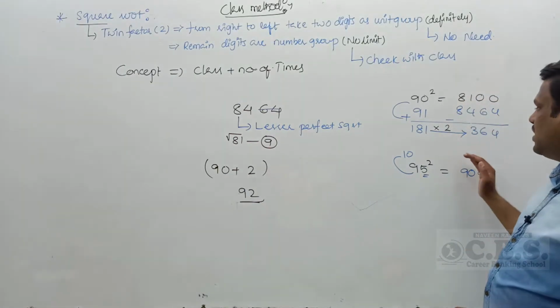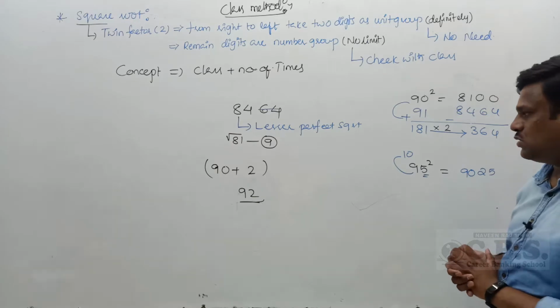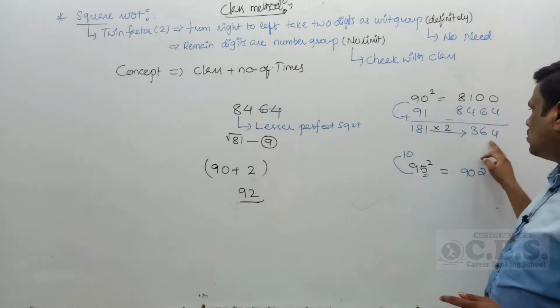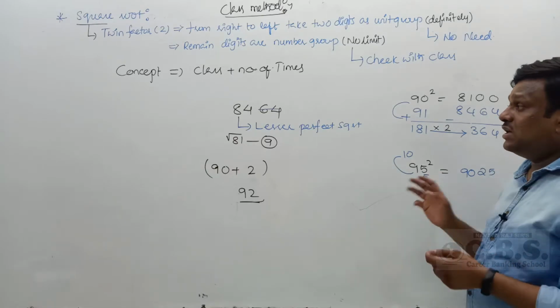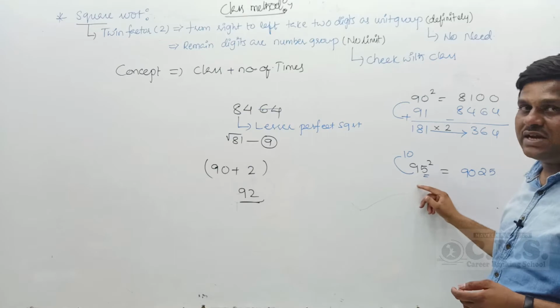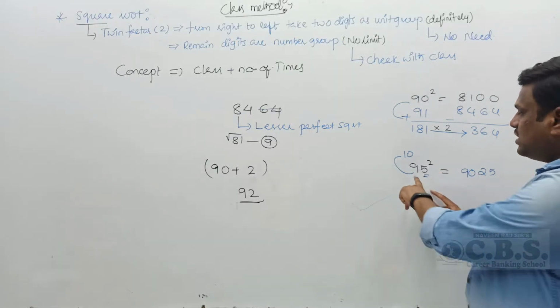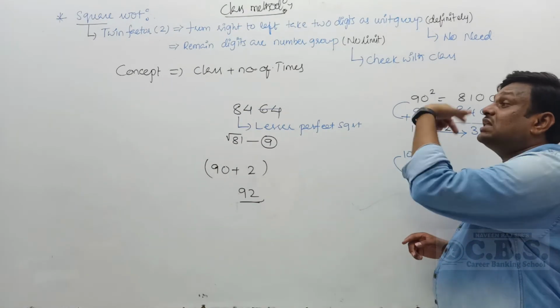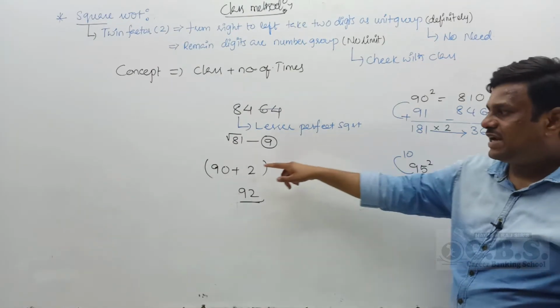Our respective number is 8464. 8464 is very near to 8100. Yes or no? So this is below 95. That's why I take it as 8464. What is the difference? 364. Therefore, our class is 90. If it is more than 95, our class is 95. Get my point? Is it more than 90 or more than 95? More than 90. So that's why our class is 90.